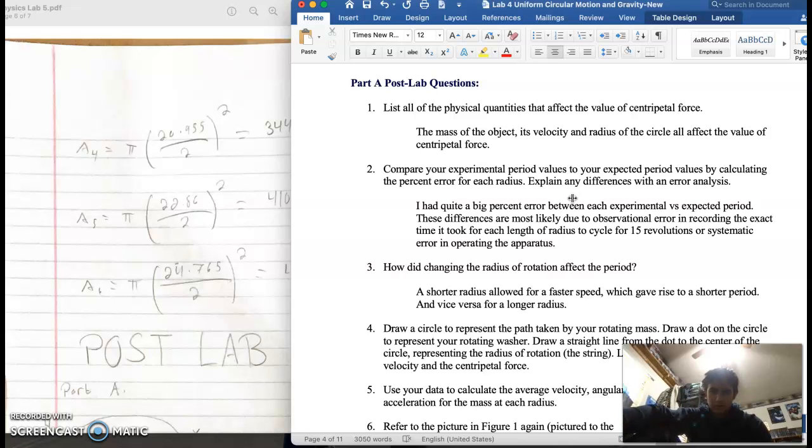So I had quite a big difference in error between each experimental versus the expected periods in part A. I attributed this to probably improper operation of the apparatus. My weights are a little heavy, and I was trying to spin it around, and I'm not sure they were balancing out right. So probably just a systematic error or operation error on my part.